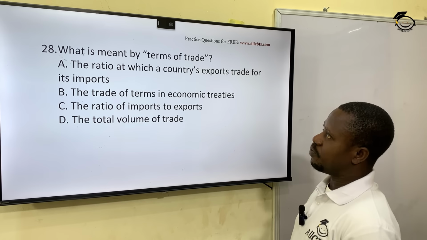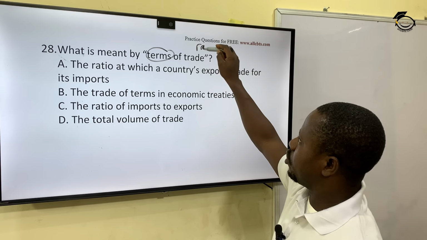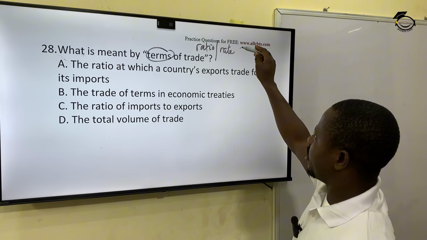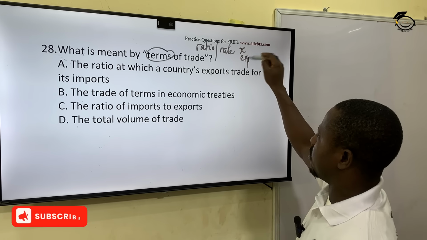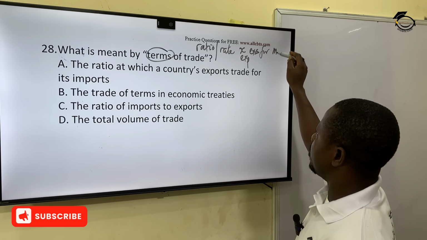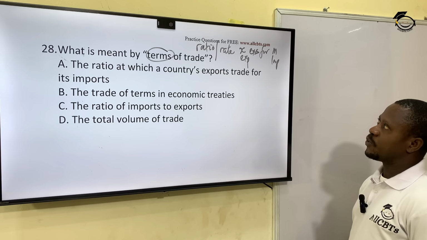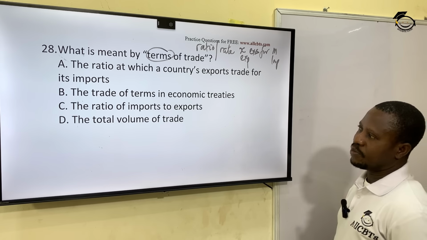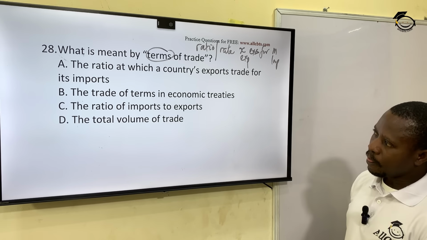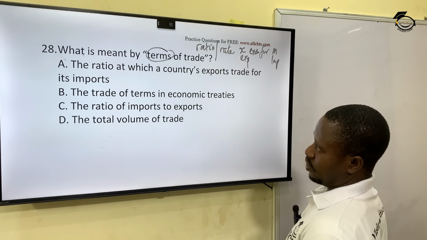The next question, what is meant by terms of trade? Terms of trade is talking about the ratio or the rate at which our export, determined by X, is exchanged for import, determined by M. The rate at which we exchange our export for import, that is what we call terms of trade. The answer is what? Let's see. A, the ratio at which a country's export trades for its import, yes.